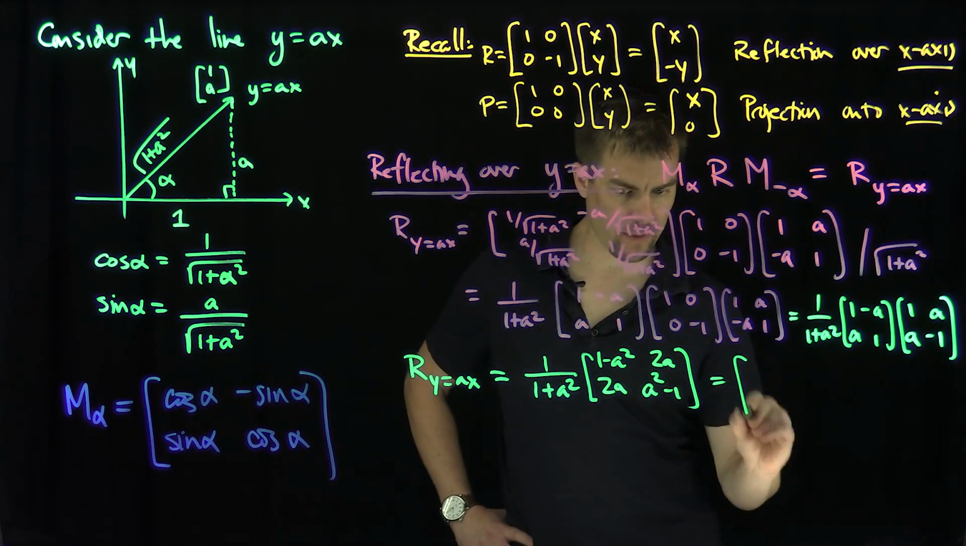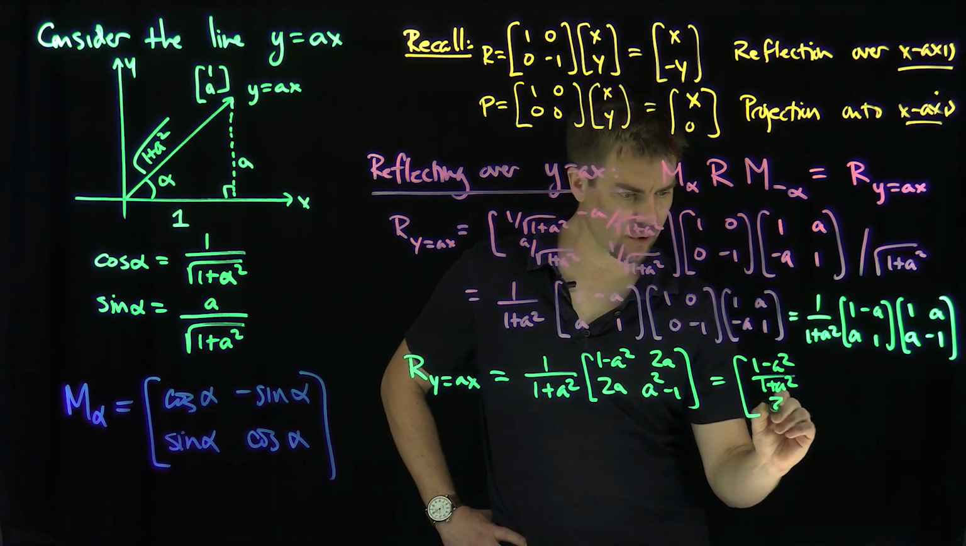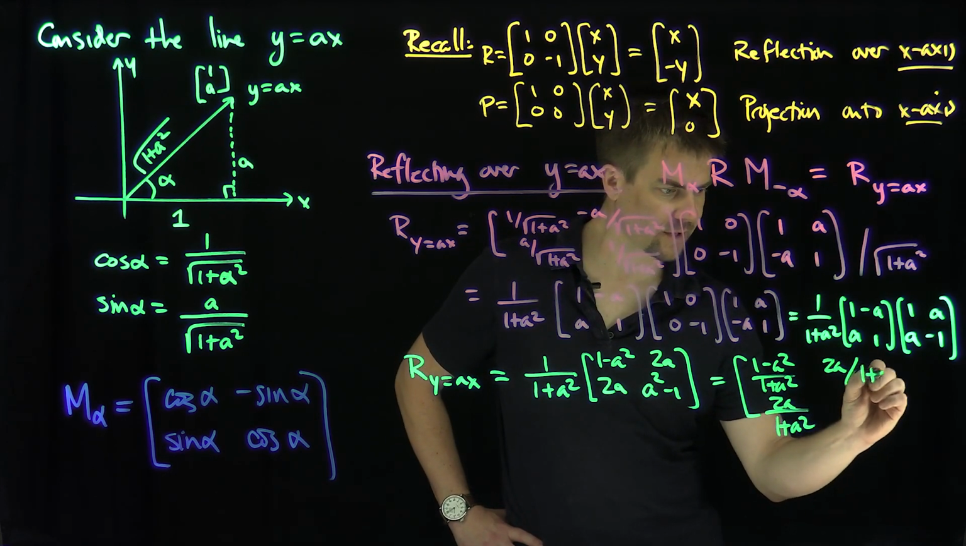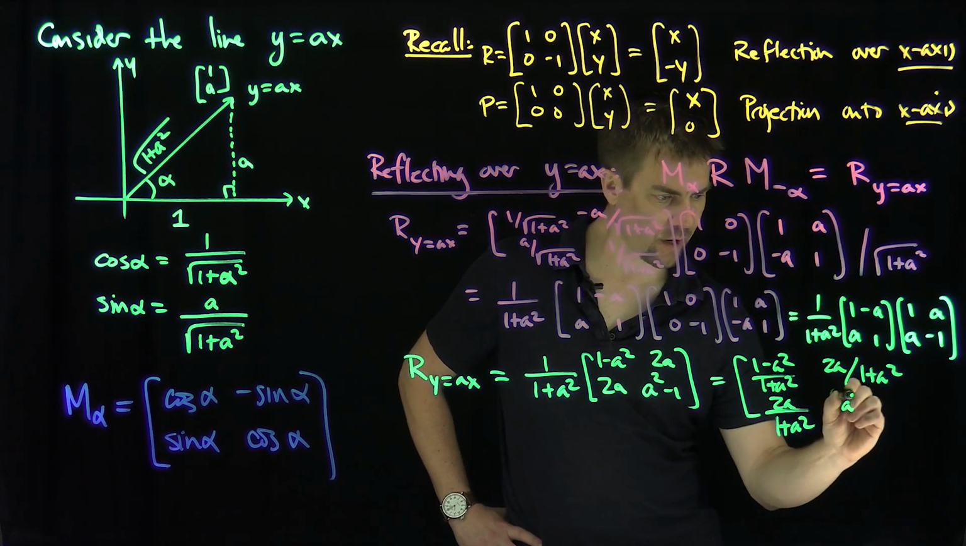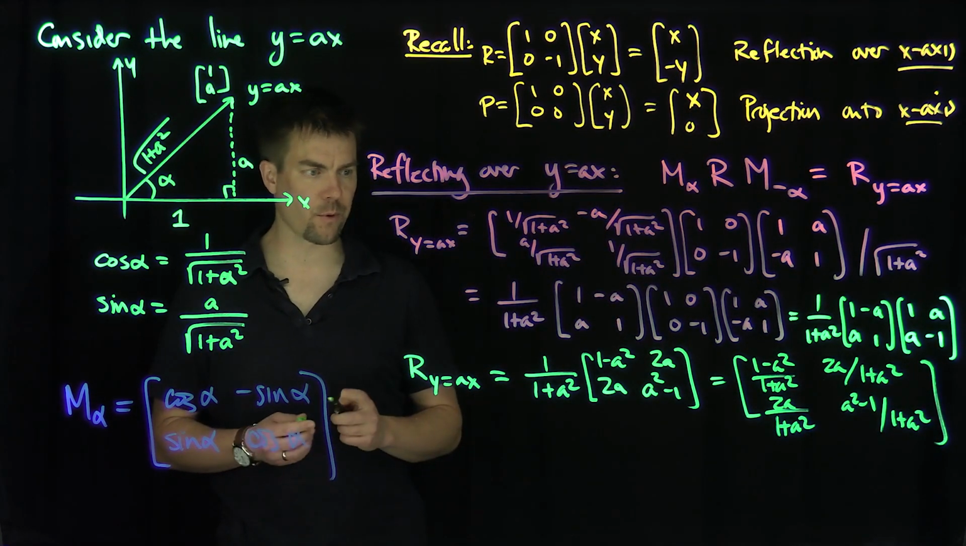So we can write this, of course, in more compact form as 1 minus a squared over 1 plus a squared, then 2a over 1 plus a squared, and then 2a over 1 plus a squared, and then a squared minus 1 over 1 plus a squared. That is our reflection over the line y equals ax.